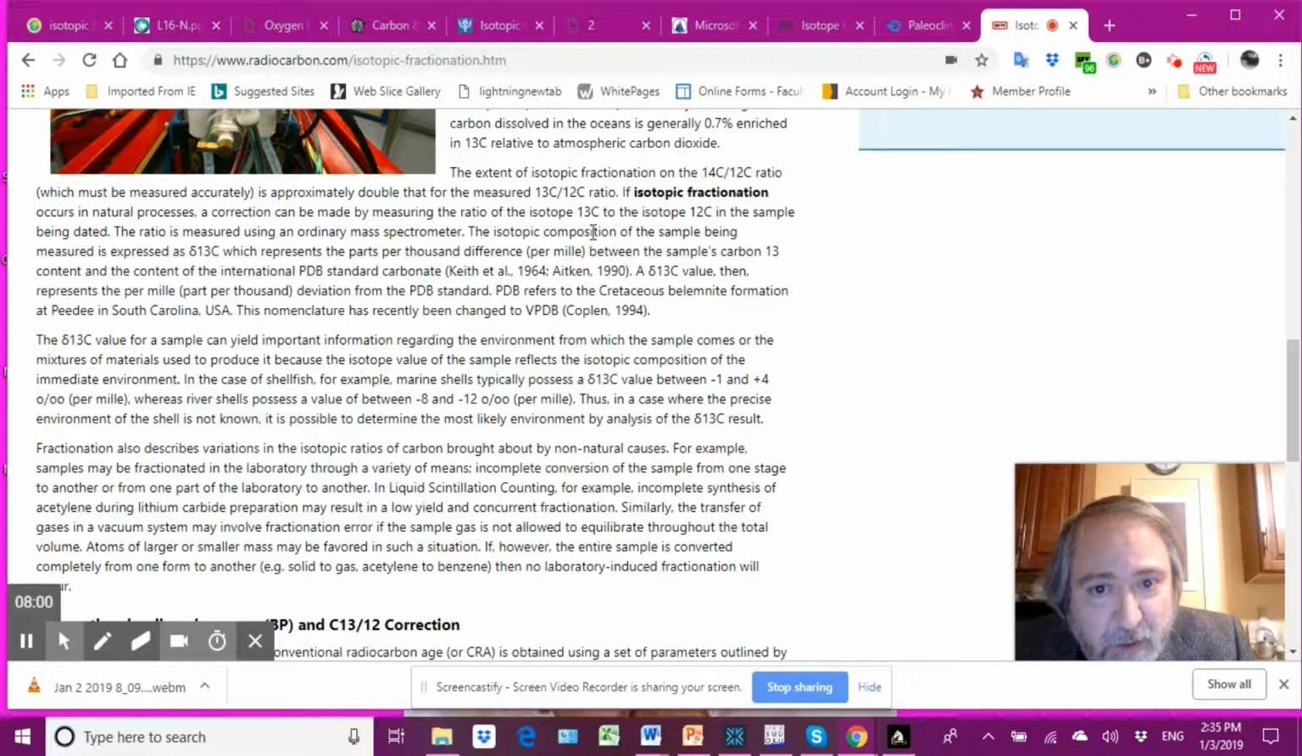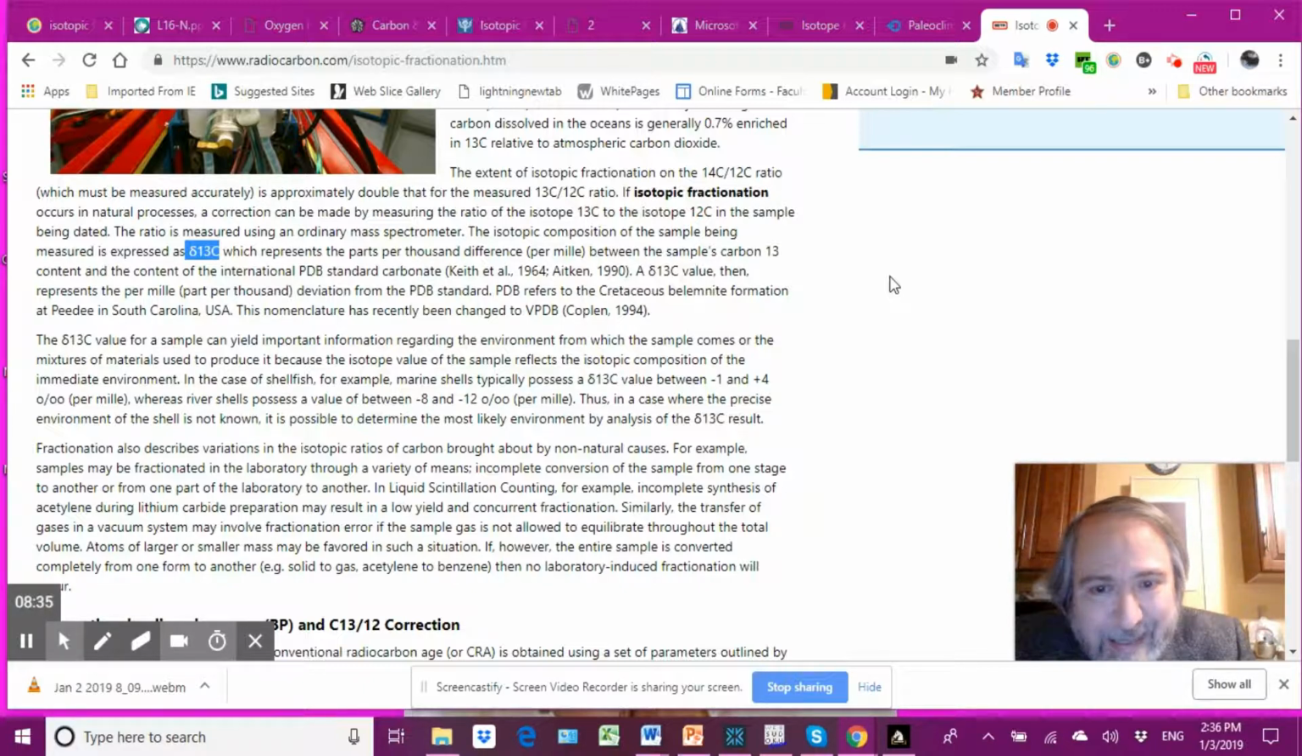The isotopic composition of the sample being measured is expressed as, and get used to the symbol here, right? That symbol there, that little squiggle, like a Hershey kiss, that's delta. We commonly call that del 13C, which represents the parts per thousand difference, or per mil, between the sampled carbon-13 content and the content of the international PDB standard carbonate.